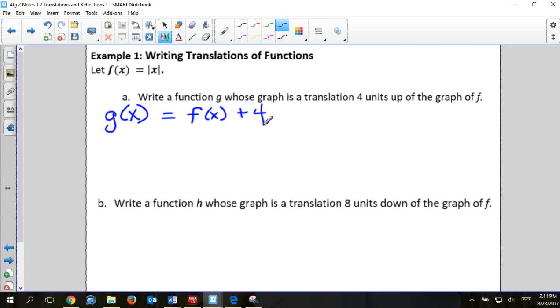All right, that's just using the formula. And then from there, I'm going to use some substitution. What is f of x? What is the function of x? I'm pointing to it. Absolute value of x. That's what f of x is. So I'm just going to replace it. So g of x is equal to the absolute value of x plus 4. And that's the answer.